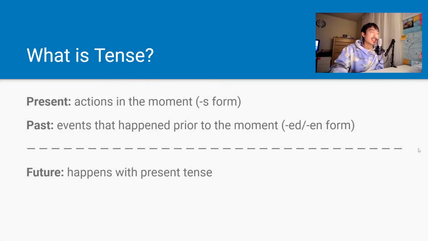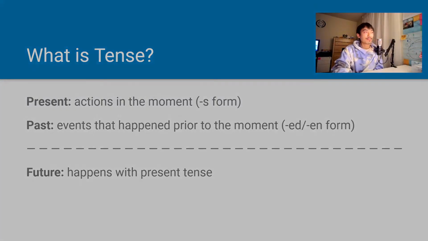So, what is tense? There are three types of tenses: present, past, and future. In the present tense, we use the S form and it represents actions in the moment. In the past tense, it's basically events that happen prior to the moment, and they use the ed and en form. Future happens with present tense, and what I mean by that is that we use present tense verbs to express future tense actions.